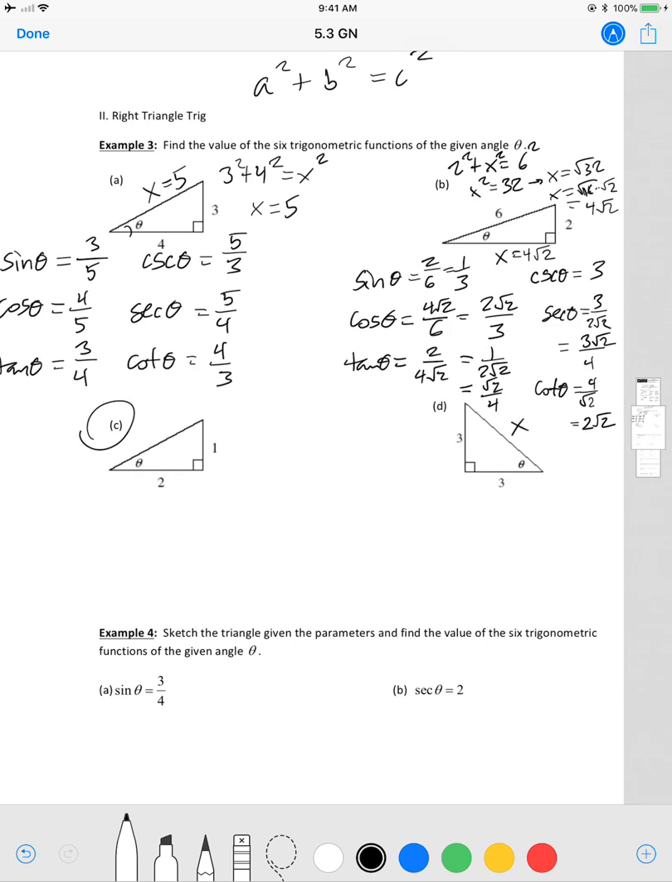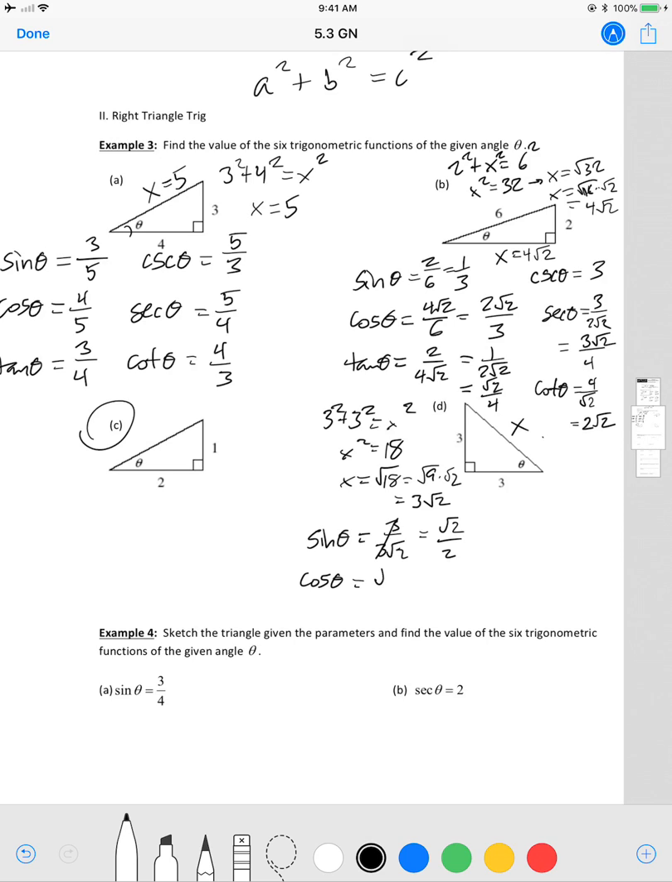Here I need the hypotenuse again, so this is 3 squared plus 3 squared equals x squared equals 9 plus 9, which is 18. So x is the square root of 18, which is the square root of 9 times the square root of 2, or 3 times the square root of 2. Okay, so the sine is opposite, which is 3 over hypotenuse, 3 square root of 2. The 3's cancel, and then I can rationalize the denominator. Square root of 2 over 2.